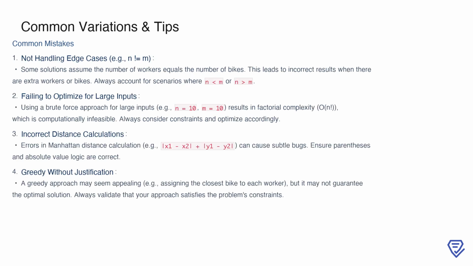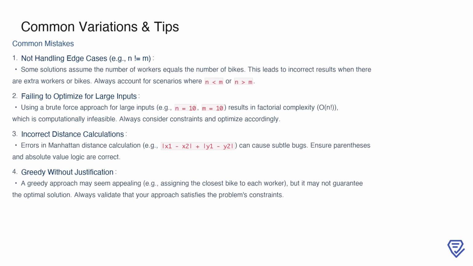When solving this problem, there are several common mistakes to watch out for. First, not handling edge cases properly can lead to incorrect results. For example, some solutions incorrectly assume the number of workers is equal to the number of bikes, but you need to ensure your solution accounts for scenarios where there are more workers than bikes, or vice versa.